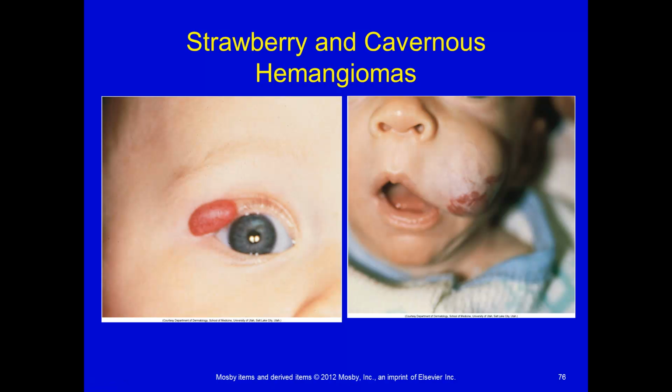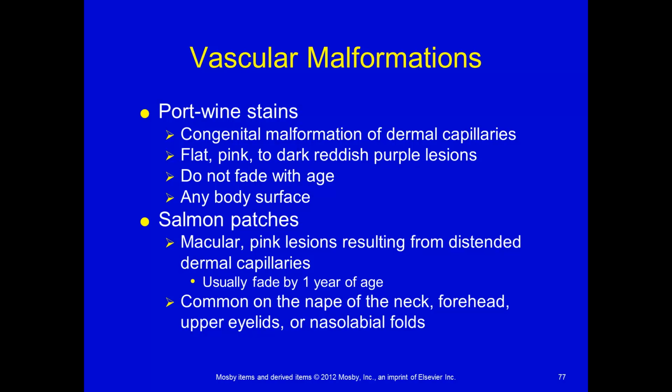Okay. Now, the next slide I'm going to talk about is vascular malformations. These are rare congenital anomalies of blood vessels that are usually present at birth, but may not be apparent for several years. And these are either port wine stains or salmon patches. Especially the port wine stain is different from the strawberry or the cavernous hemangioma in that they usually don't go away. They're usually pretty permanent, almost like a birthmark.